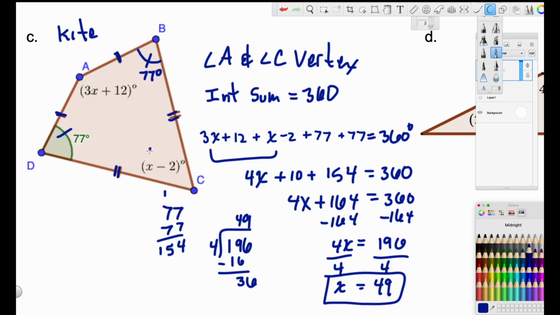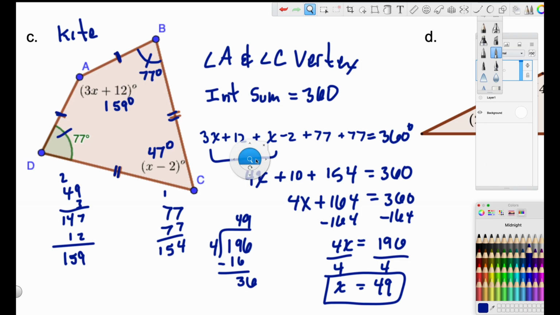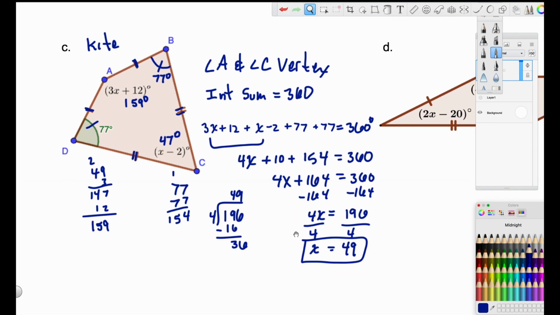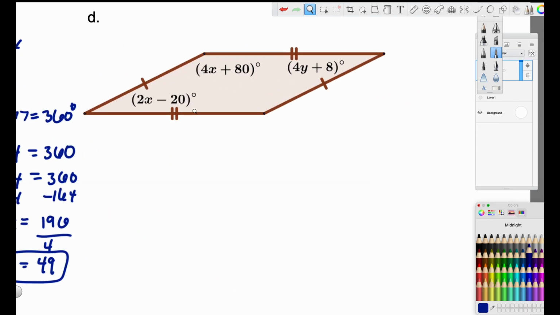So that would make this angle 47 degrees, and then 49 times 3 plus 12, this would be 159. Okay. And that's a kite we solved for x. Okay, D.